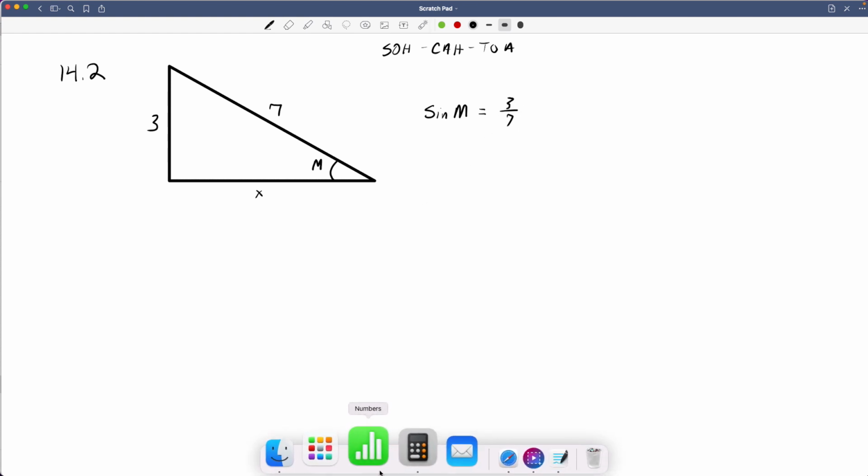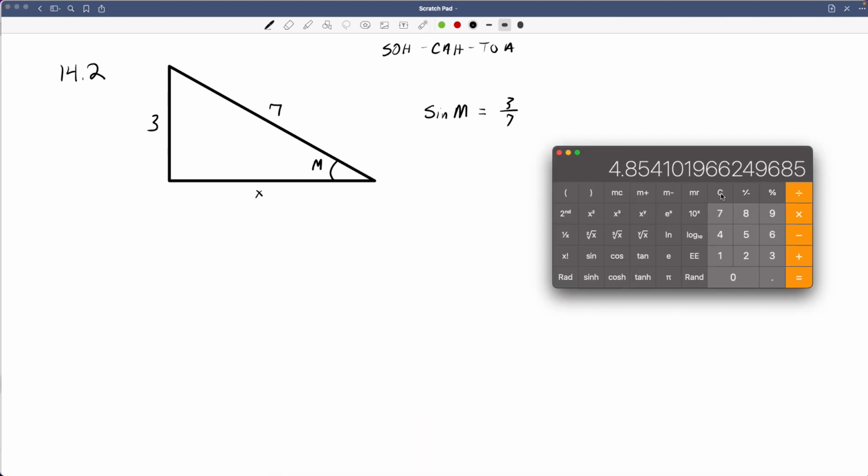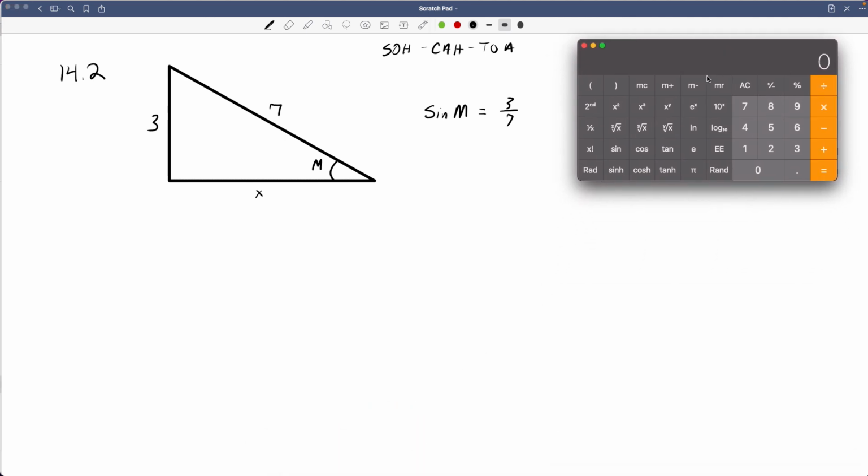So I'm going to do the same thing I've been doing before. I'm going to follow rule number 1. 3 divided by 7 equals. I'm leaving it in the calculator. I'm not rounding it, all right? I'm leaving it. And now I'm going to click second key, inverse sine.